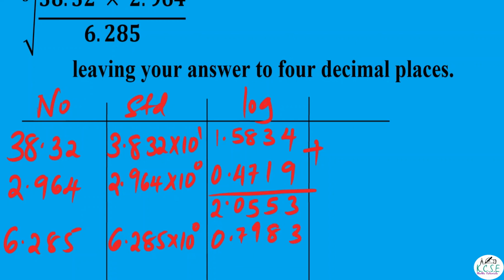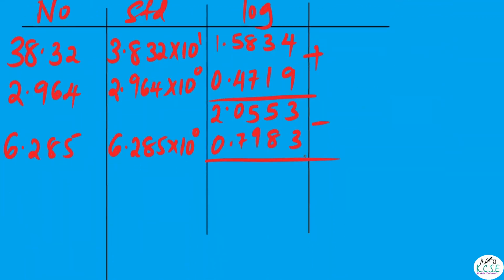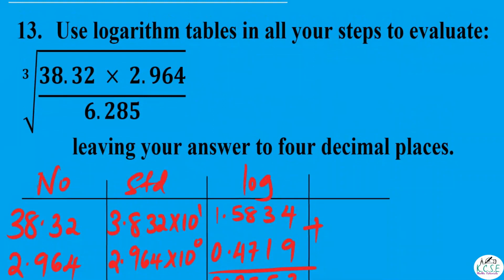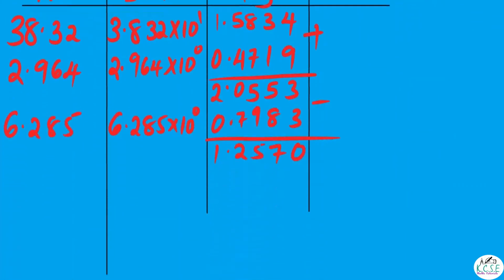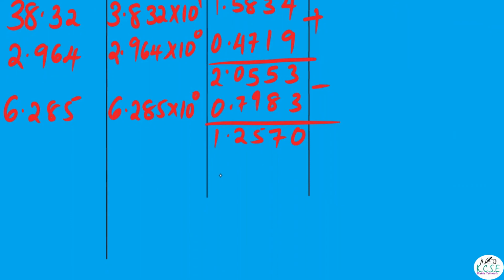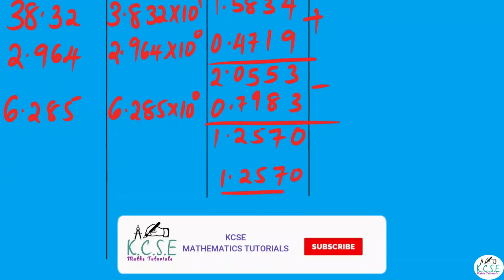Since we are dividing, we subtract these logs. When you subtract, we get the result. So this is now the figure that you get after multiplying the numerator and dividing by the denominator. One thing is remaining, the cube root. When you're getting the cube root of this number, 1.2570, we divide by 3.